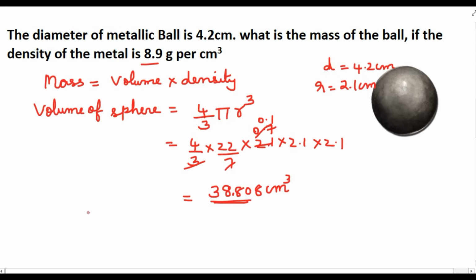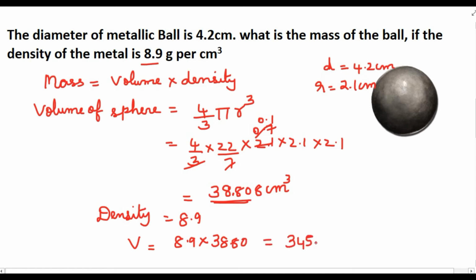And they have given the density of the material as 8.9 gram per centimeter cube. Therefore, mass is 8.9 into 38.808, which is equal to 345.3912 grams. So the mass of this metallic ball is 345.39 gram.